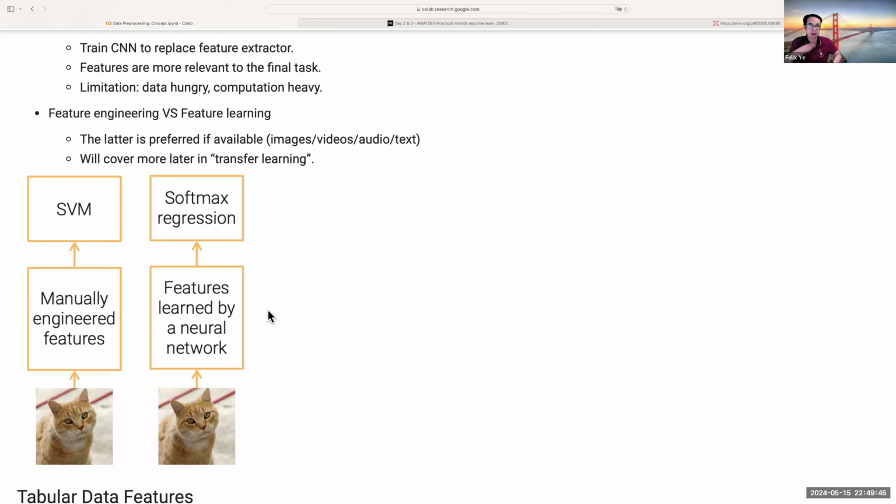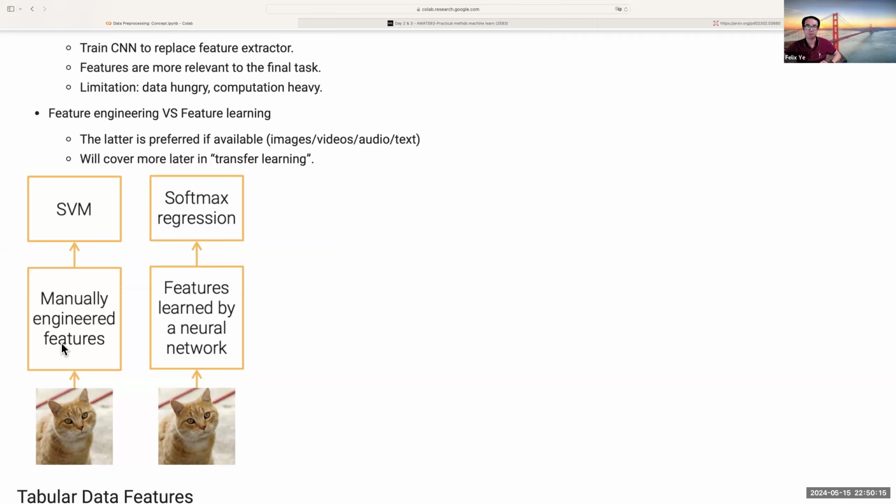But if you manually engineer these features, they may not be linearly separable. That's why you need to use SVM to create a bunch of nonlinear features, and using SVM to find nonlinear boundaries to separate these two classes, for example, cats and dogs.